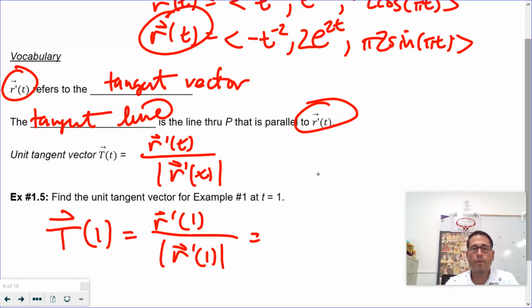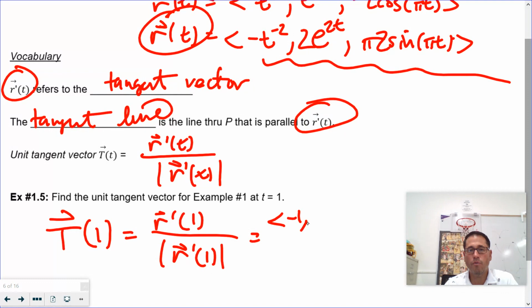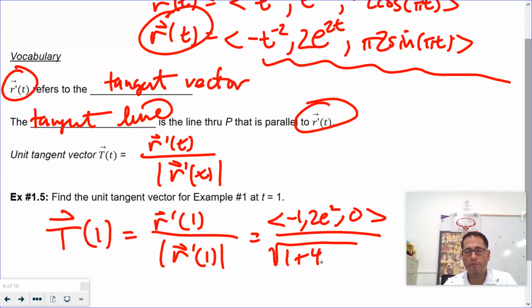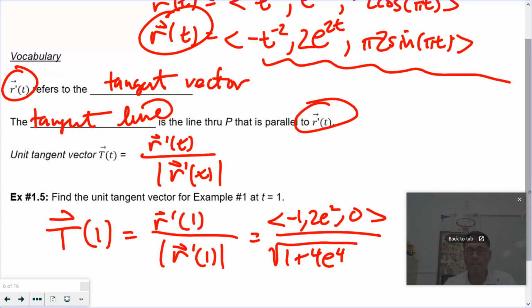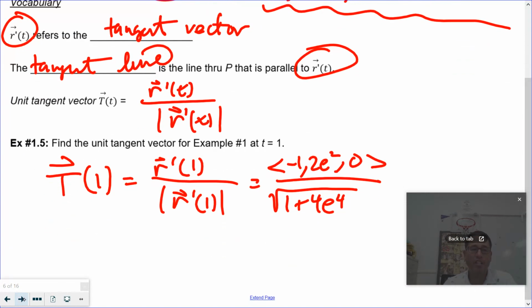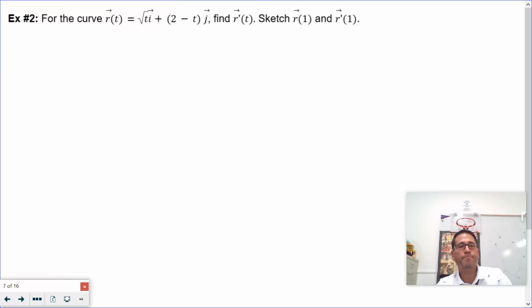Okay, so if we were to put a 1 into all of those, I would get the vector negative 1, 2e squared, and 0, because sine of pi is 0, all over the magnitude of that, which would be the square root of negative 1 squared plus 2e squared squared, which would be 4e to the 4th. And we could split it up, negative 1 over it, 2e squared over it, and 0 over it, if we wanted to write it a little bit fancier. Okay? All right, next up, example 2.